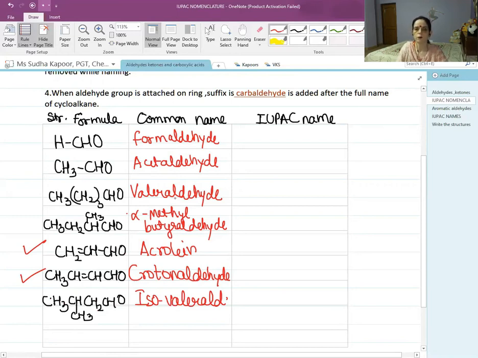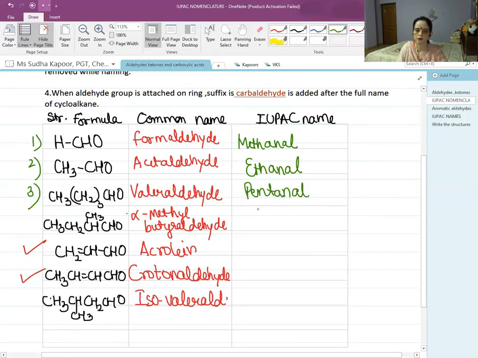Now when we come to the IUPAC name, the IUPAC name follows a particular system, that is how many carbons are there, and removing the last E, we put -al. So in the first case, it is only 1 carbon. So the name becomes methanal, methane minus E plus -al. In the second one, it is 2 carbon. So we will call it as ethanal. Now in the third example, it is 5 carbon. 5 carbon is pentane, removing the E, adding the -al.